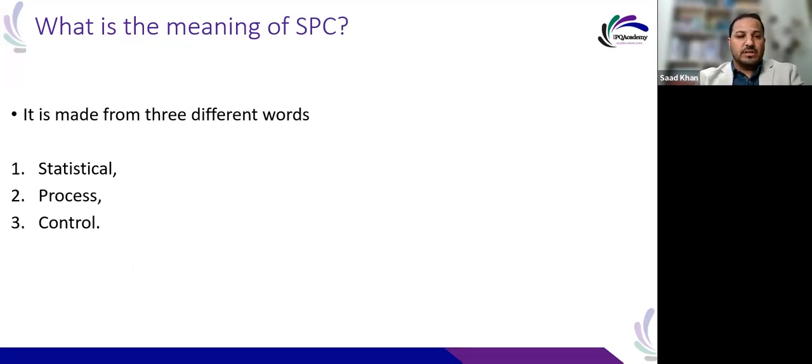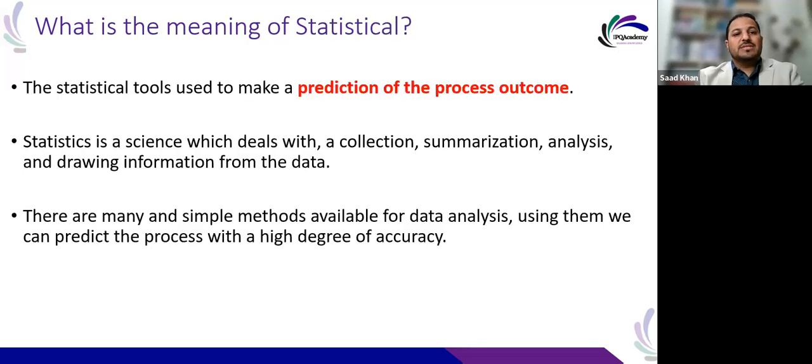Now, in the term statistical process control, there are three words: statistical, process, and control. We'll try to understand every single word individually. Statistical means statistical tools we use to predict the outcome of the process. It's a science which uses data collection, summarization, and analysis, and then we draw information from this data. So this is basically statistics terminology used to convert data into information. And why do we do that? To get some information from our processes.